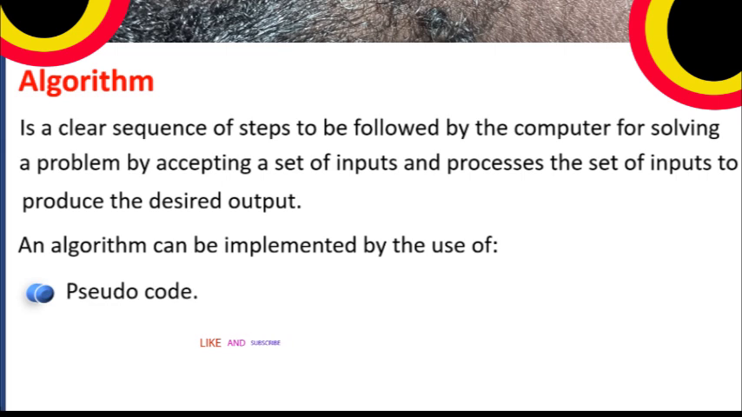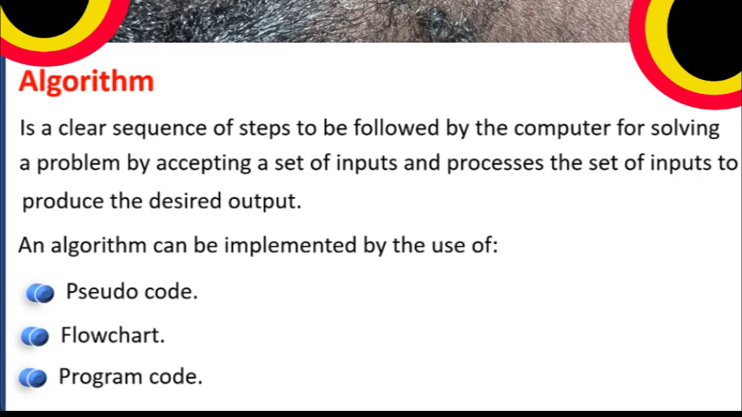An algorithm can be shown by the use of what they call pseudocode. I will tell you what a pseudocode means. But you can also use the flowchart. And finally you can use the program code. Pseudocode, flowchart, program code. All these are algorithms, but how are they written? So I will show you how to write pseudocode, flowchart, and program code.